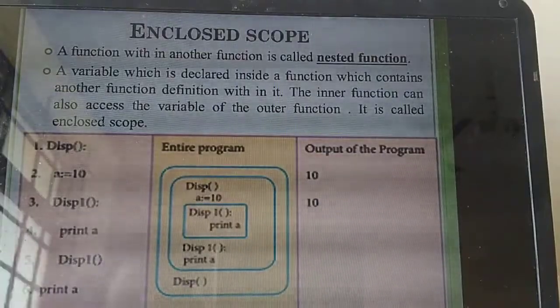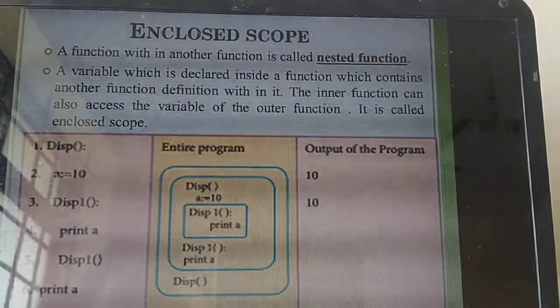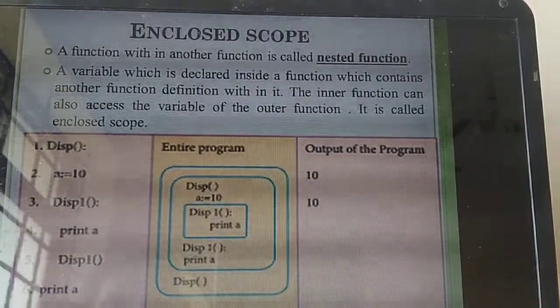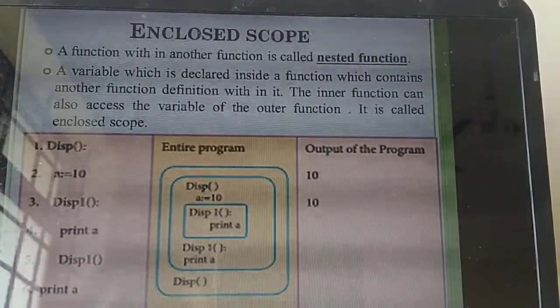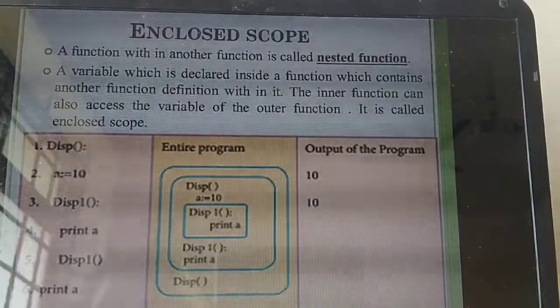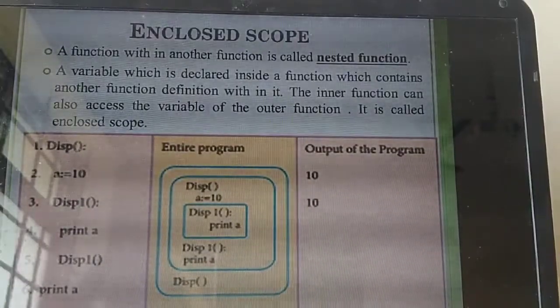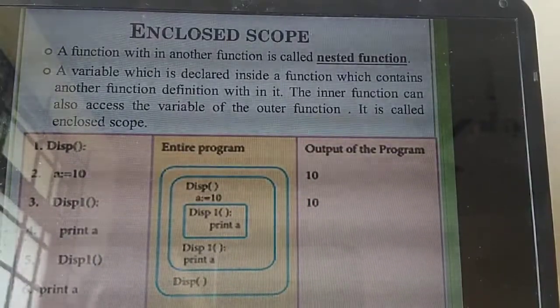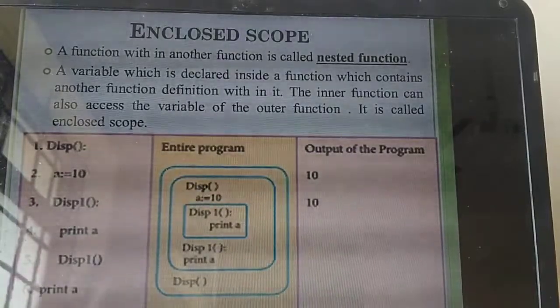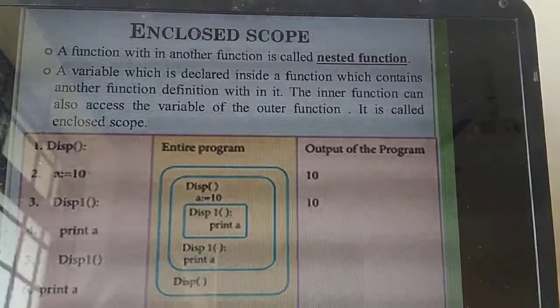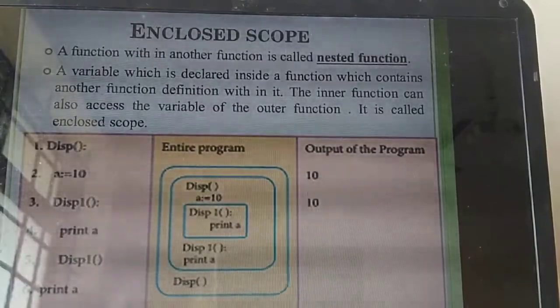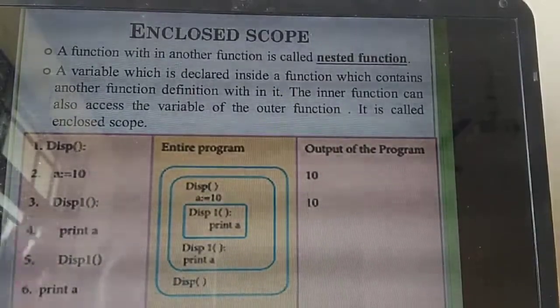So what do you mean by enclosed scope? Function defined inside another function is called which function? Nested function. So the variable you declare inside the function definition, you can access inside the function as well as outside the function. It is called enclosed scope. But in this scope you surely need to mention the word nested. That's very important here. Understand now? Yes, see this example.